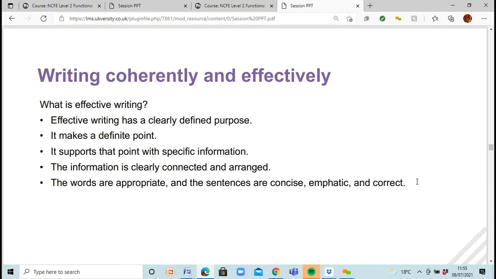So again, make sure that you're writing coherently and effectively. Have effective writing, have a clear purpose. Make sure you've got a definite point. Make sure you've got specific information and that it's all clearly connected and arranged.